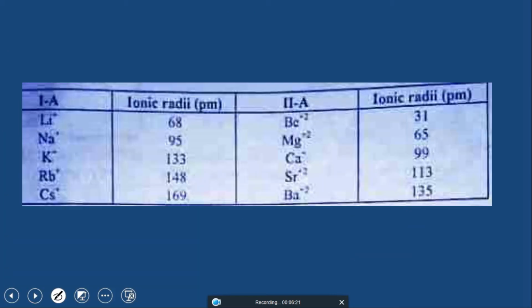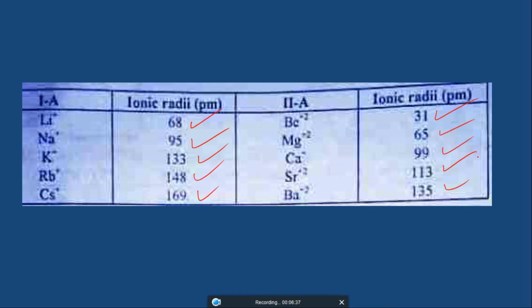Let us have a look at the ionic radii of different elements like lithium, then sodium, rubidium, cesium. This is the first group. We can observe that the ionic radius is increasing down the group, because these are groups of the periodic table.